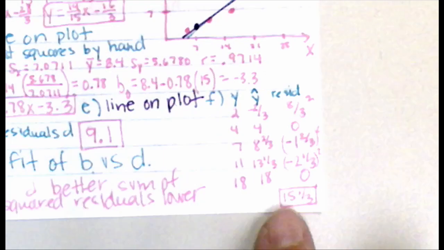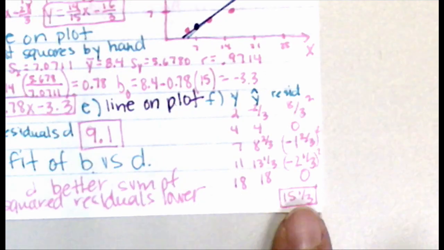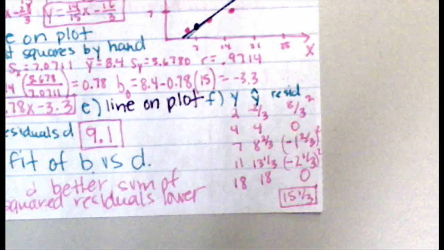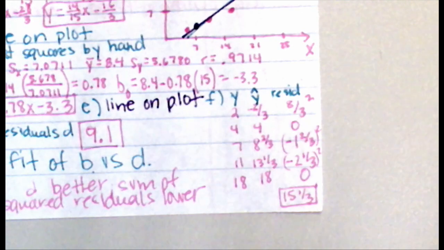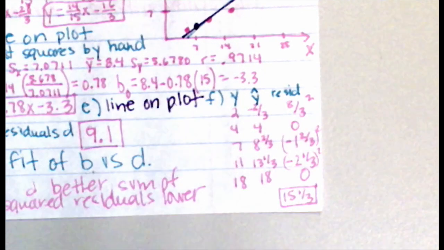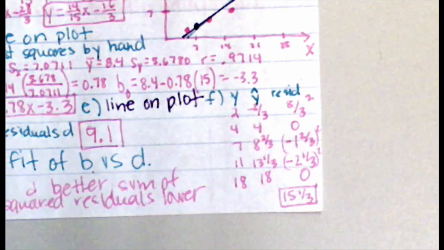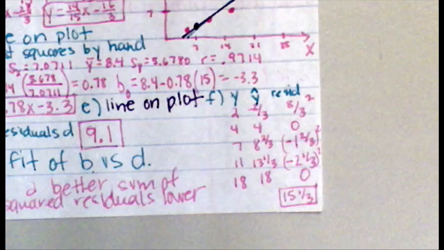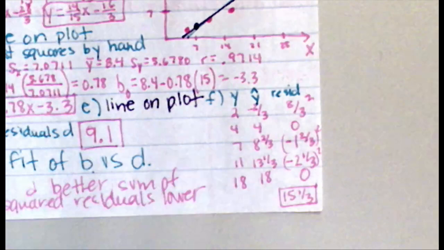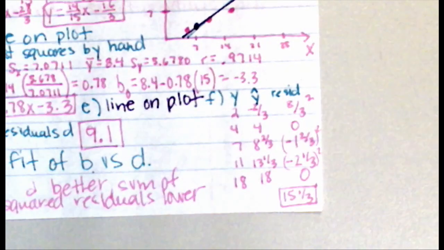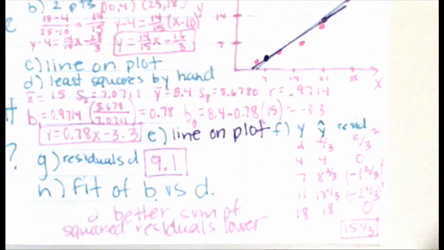So if you didn't get exactly 15 1/3, it could be because you picked different points in part B than I did. As long as you picked points that went through the center of the trend, you had approximately the same number of points above and below the line, then yours is fine. It doesn't have to be exactly like mine.